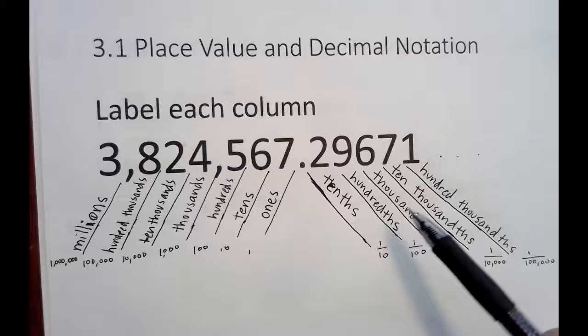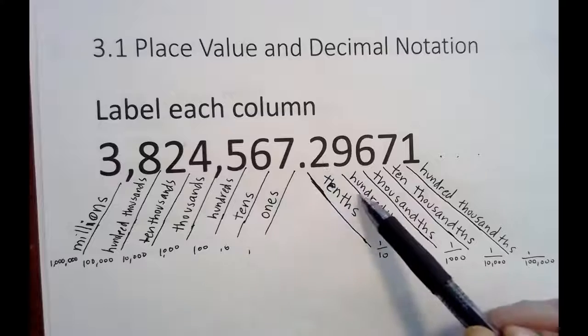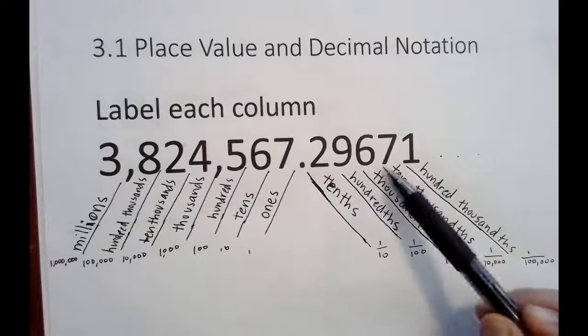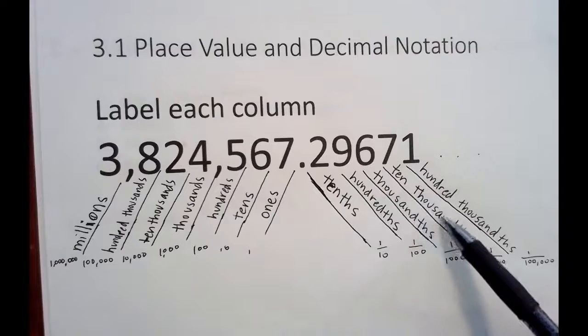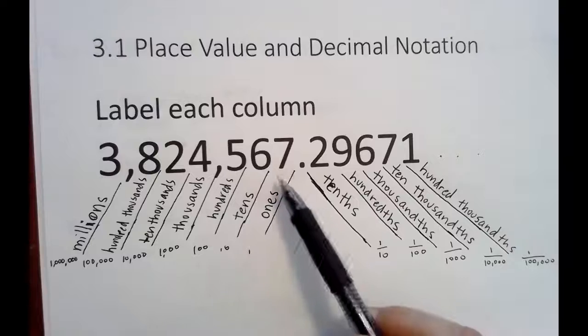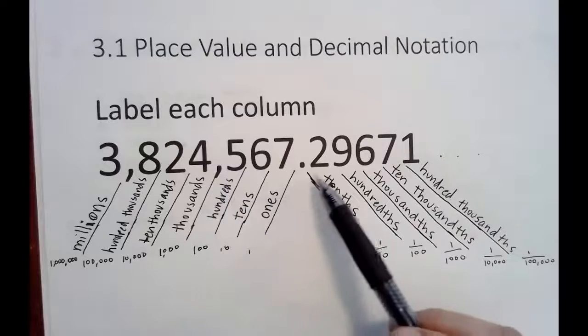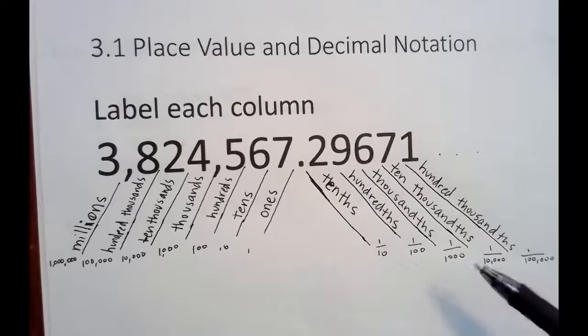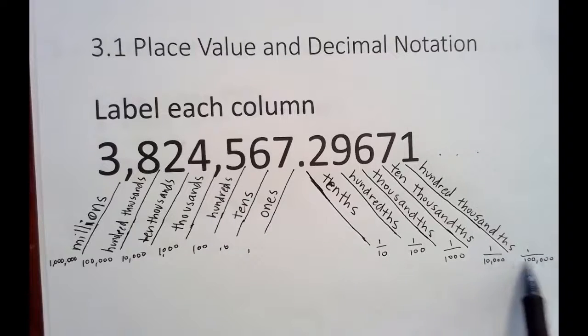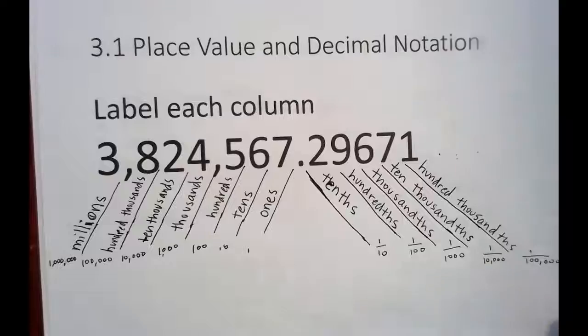And then to the right, you have the tenths place. Notice the TH to the right of the decimal. Hundredths place, thousandths place, 10,000ths, and then hundred thousandths. There is no oneths place. It just goes straight to the tenths, okay, because it's a fraction. And these are the equivalent fractions to the right.